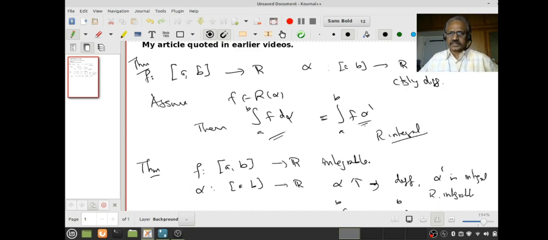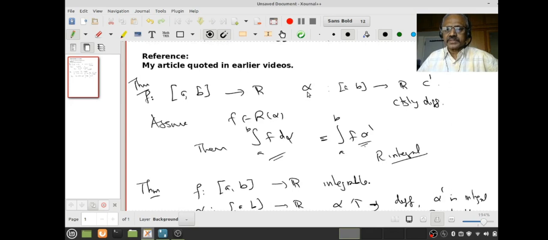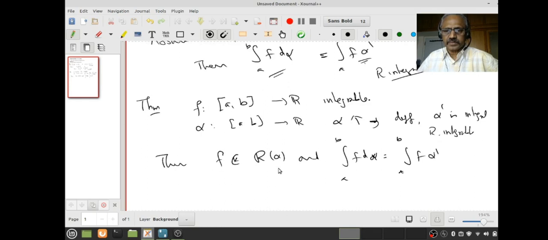Okay, and second, suppose alpha is a Heaviside function. Right, but it's not continuously differentiable here. You understand that? So here I have to say f is in R alpha, here I have to say f is integrable. Is that all right?